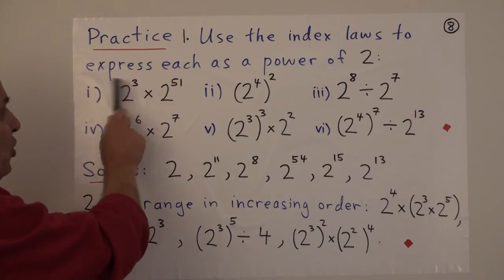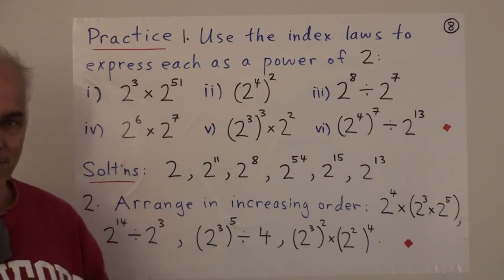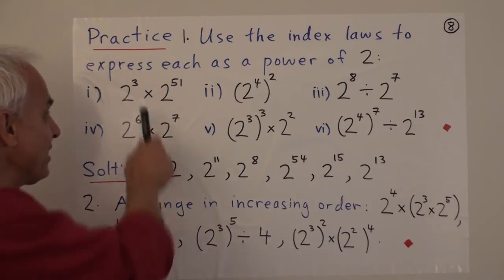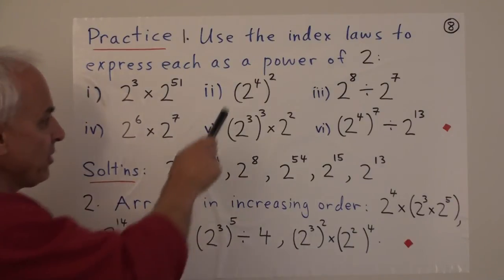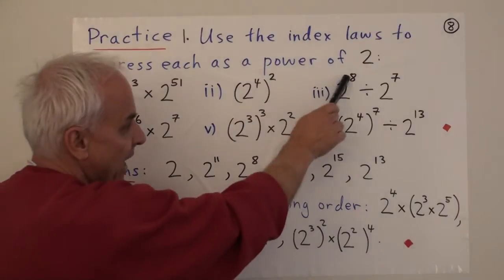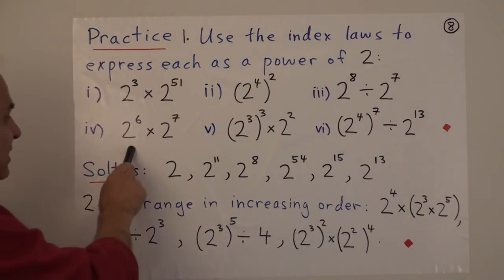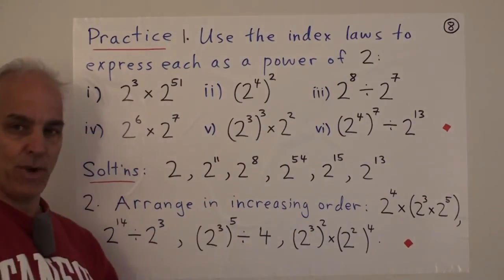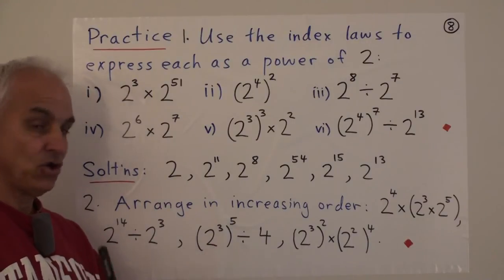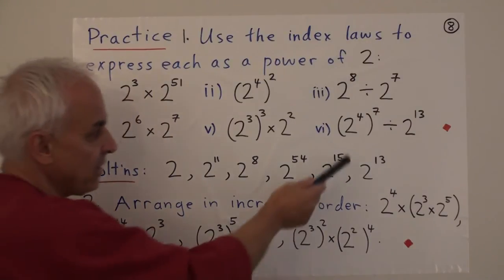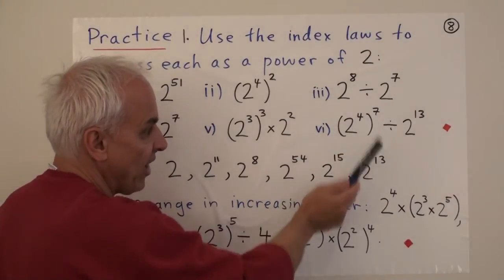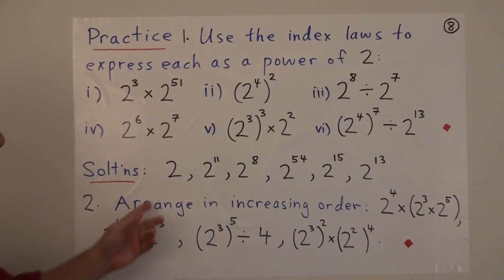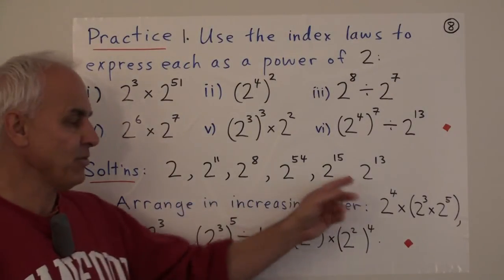Well, the first question is 2 cubed times 2 to the 51. Now, 2 to the 51 is a lot bigger than the numbers that we've been talking about, but still we can write down this product. Here is 2 to the 4th all squared, 2 to the 8th divided by 2 to the 7th, 2 to the 6th times 2 to the 7, 2 cubed all cubed times 2 squared, a little bit more complicated, involving 2 index laws at the same time. And again, here is also a similar kind of thing: 2 to the 4th to the 7 divided by 2 to the 13. And here are some solutions in some order.